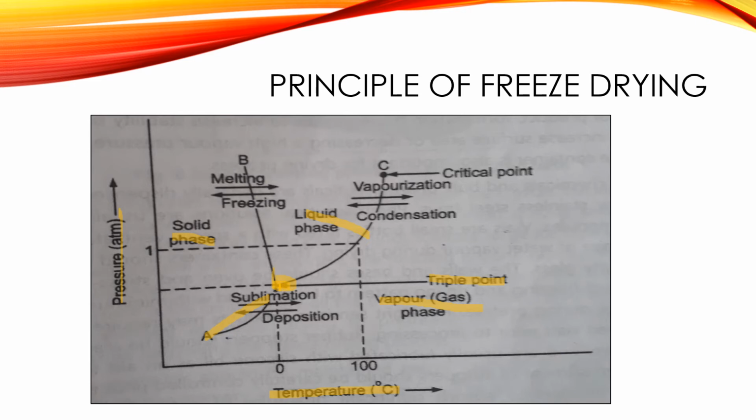so these are the basic principles involved in a lyophilization process. During this freeze drying process, I have already discussed the various steps involved, like pre-treatment, freezing, then primary drying, secondary drying, and finally formation of a final product.